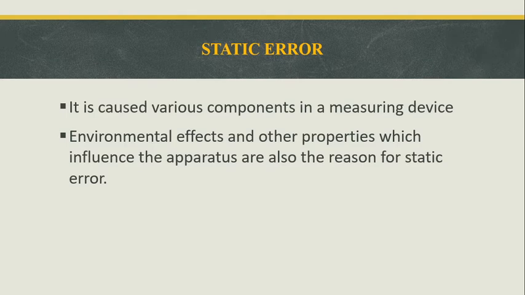Then what is a static error? It is caused by various components in a measuring device. Various components are used in a particular measuring device, and for that reason these errors may occur. Environmental effects and other properties which influence the apparatus are also reasons for static error. The surroundings may also give some error in the apparatus, and other properties also influence the apparatus, so that static error may occur.